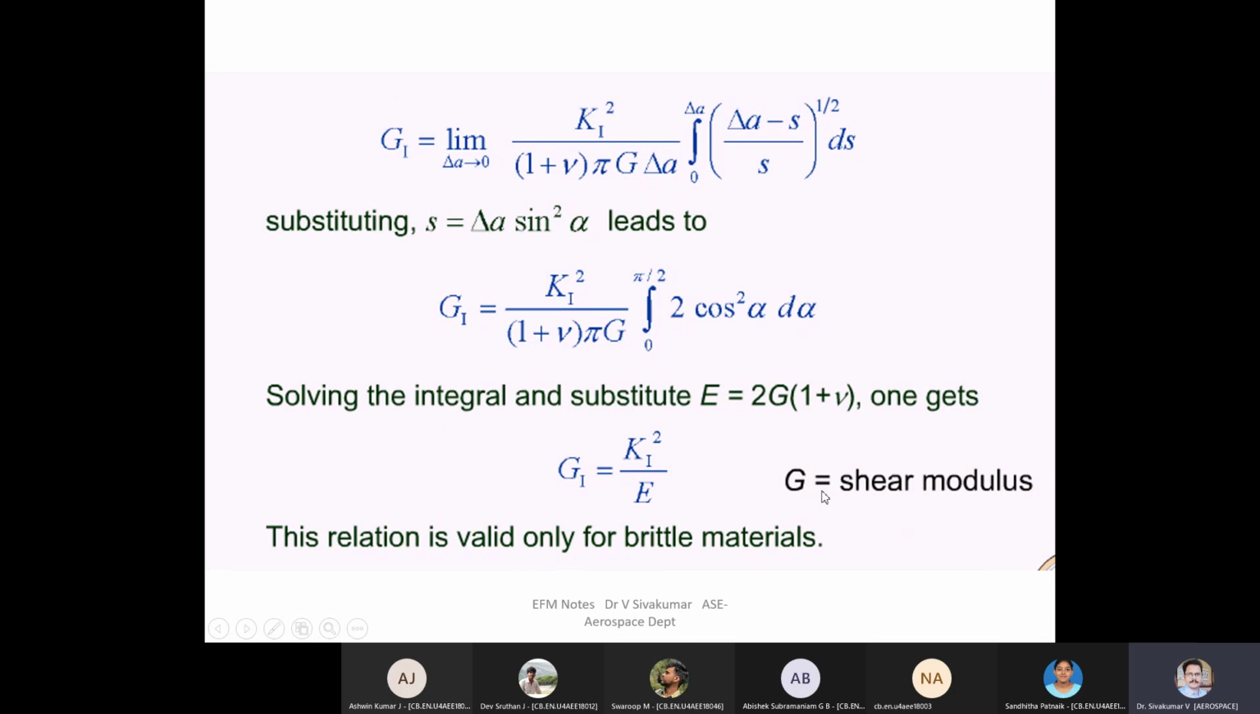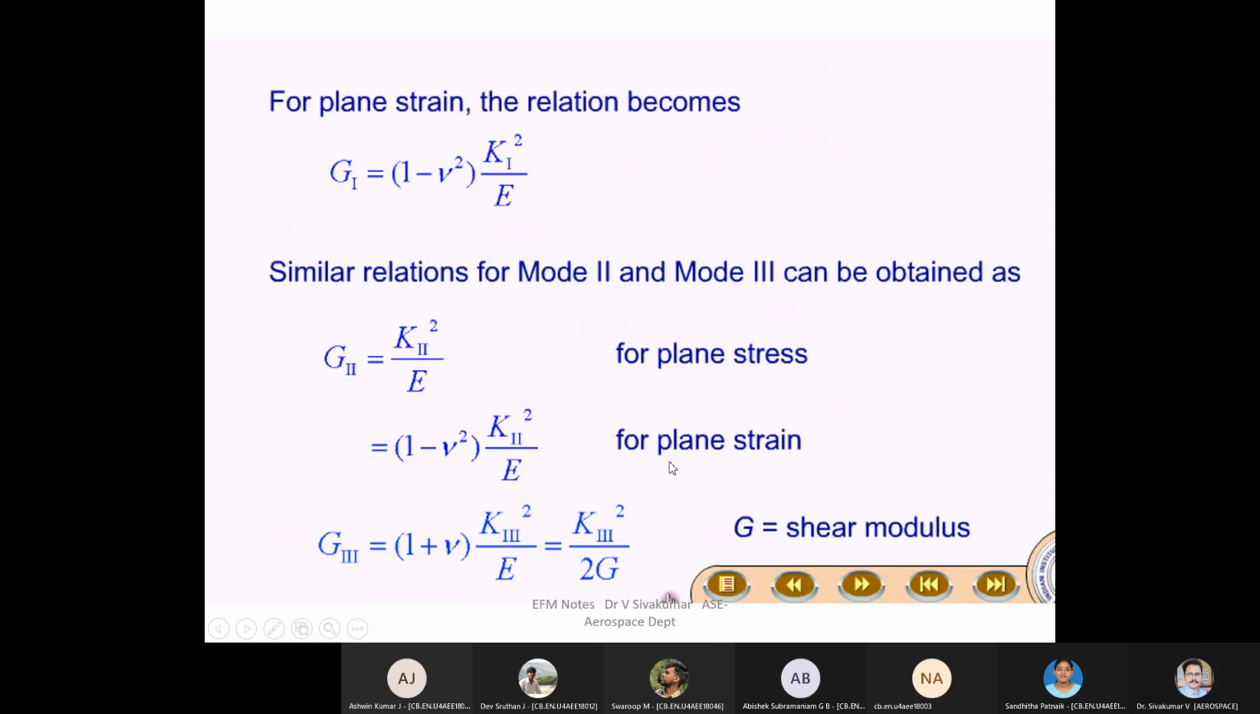Okay, energy release rate. This G is different. This is energy release rate. This is shear modulus. Don't confuse. The G with suffix 1, 2, 3 means energy release rate with respect to the respective modes. And with respect to the plane strain, this is what 1 minus mu square will add. This is Poisson's ratio. Similarly, for the mode 2 relation.